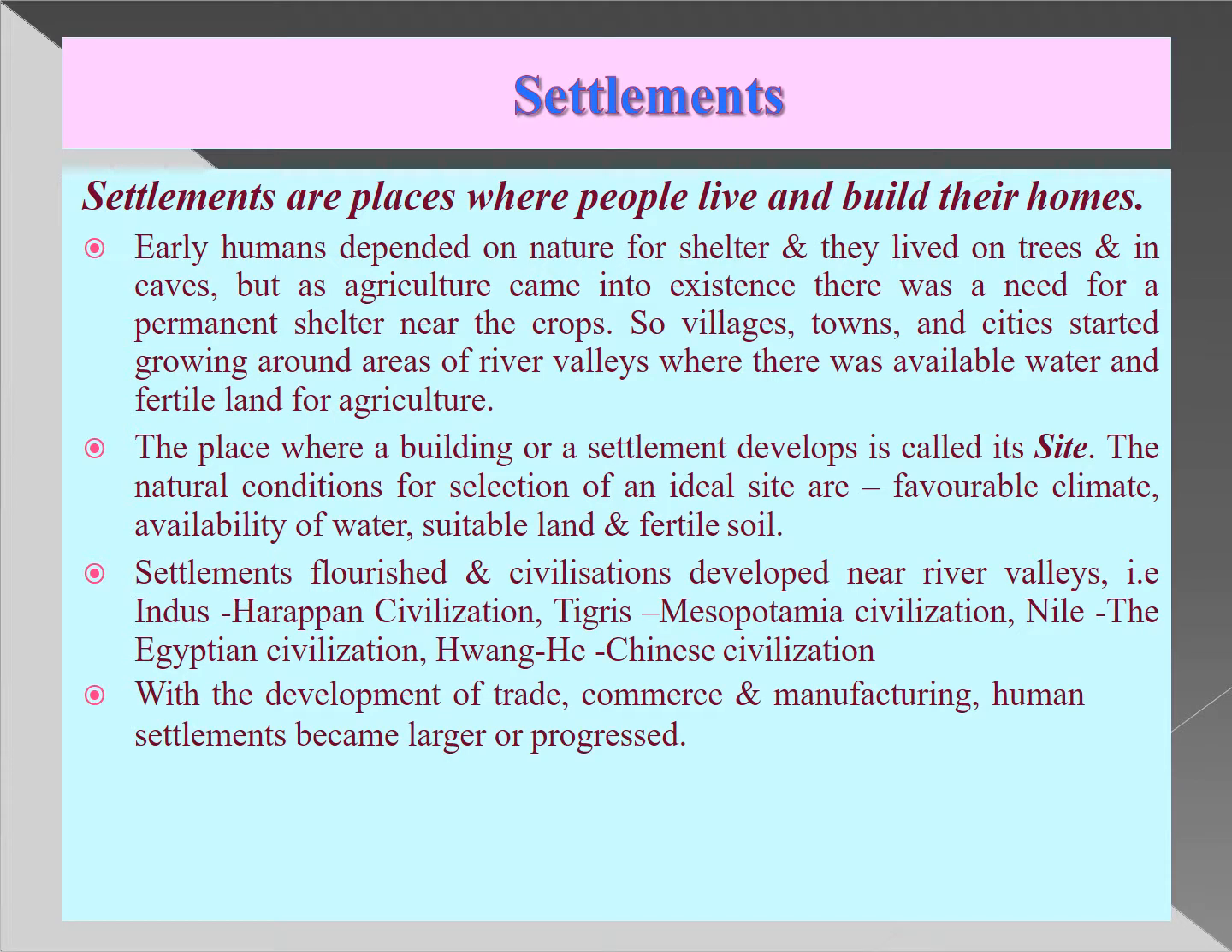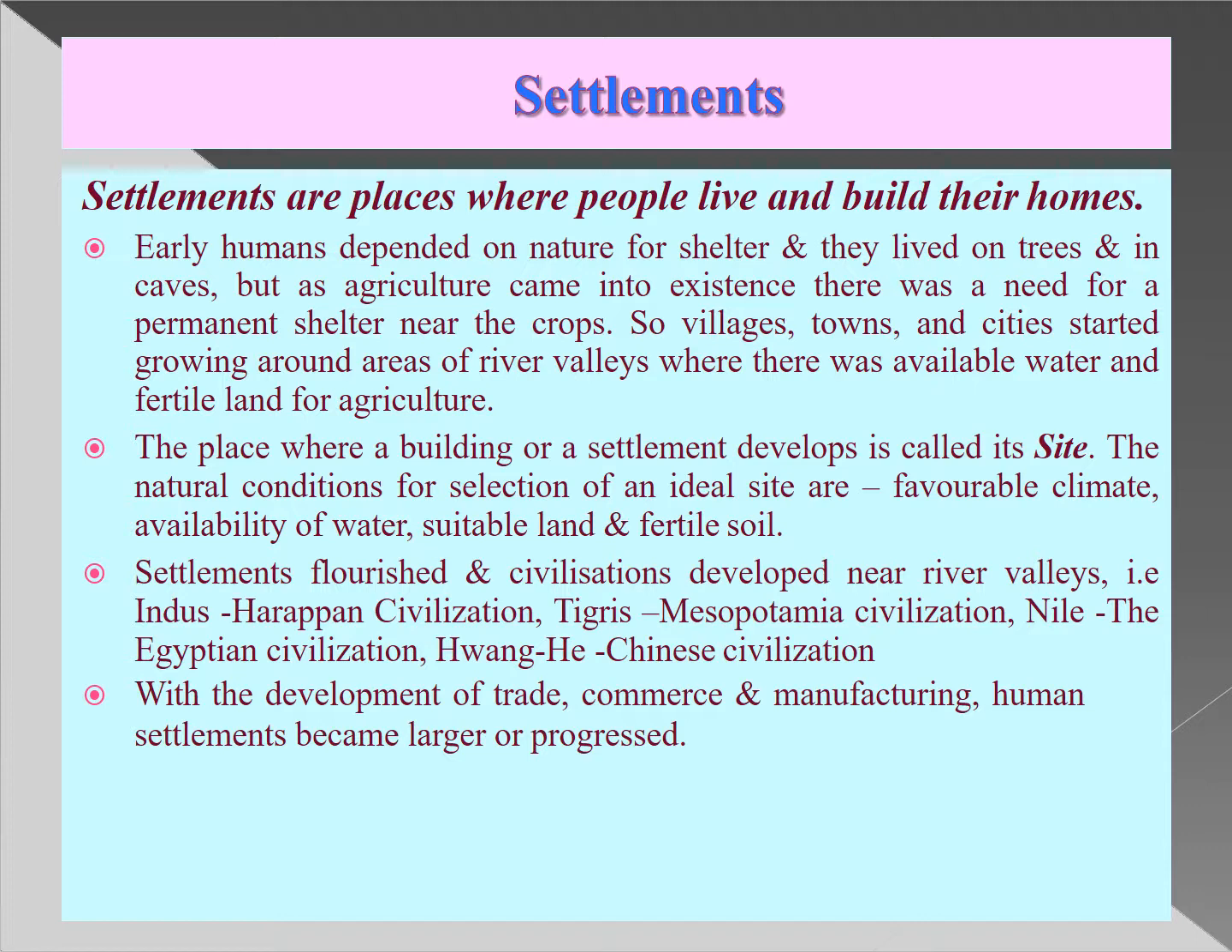Now what is a settlement? Settlements are places where people live and build their homes. Early human beings lived on trees and in caves. But as agriculture came into existence, there was a need for a permanent shelter near the crops which were grown. So villages, towns, cities started growing around river valleys where there was a lot of water available and fertile land for agriculture. The place where a building or a settlement develops is called its site.